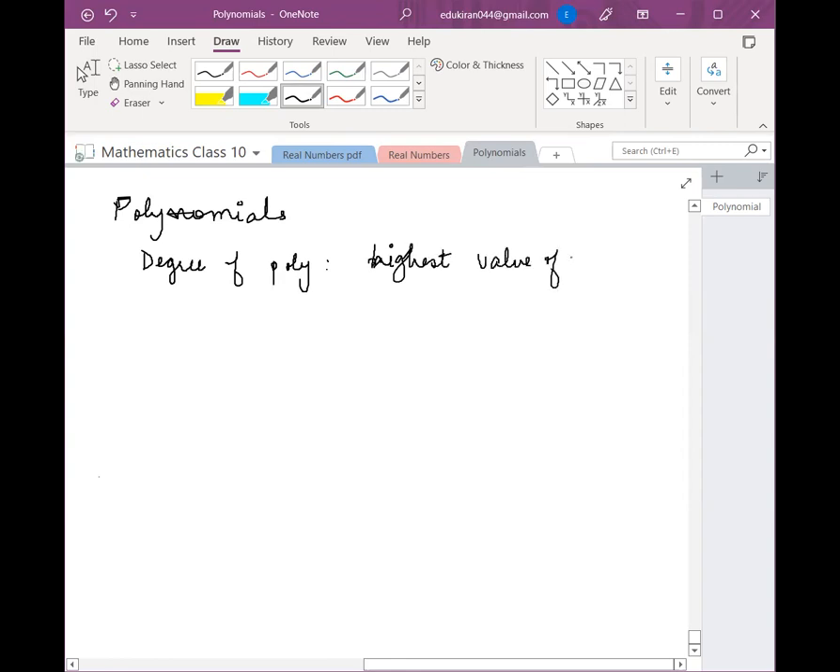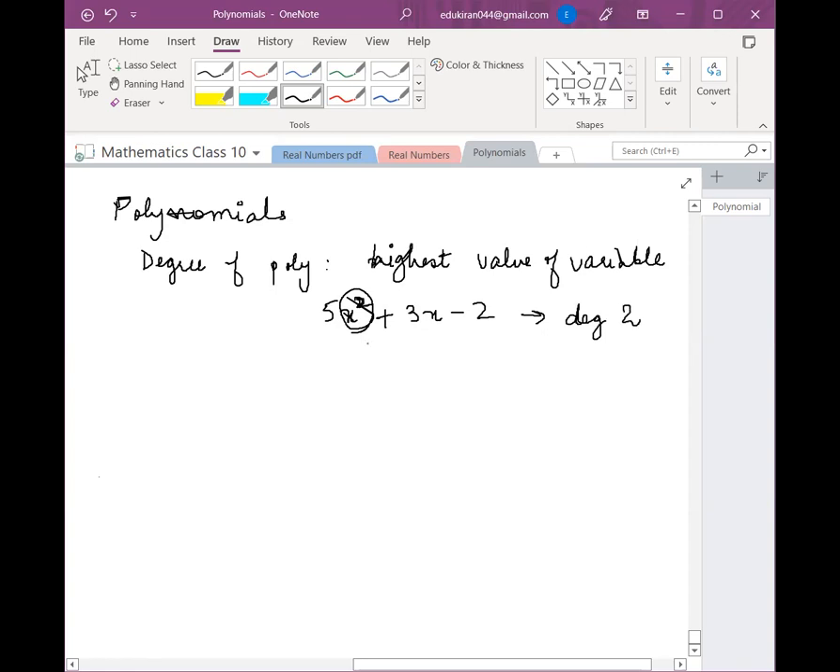Now, let me give you some examples. For example, you have 5x squared plus 3x minus 2, right? The highest power you can see is x squared. So what is the highest value of the power of x? That is 2. So this polynomial has degree 2. This is a degree 2 polynomial, right?